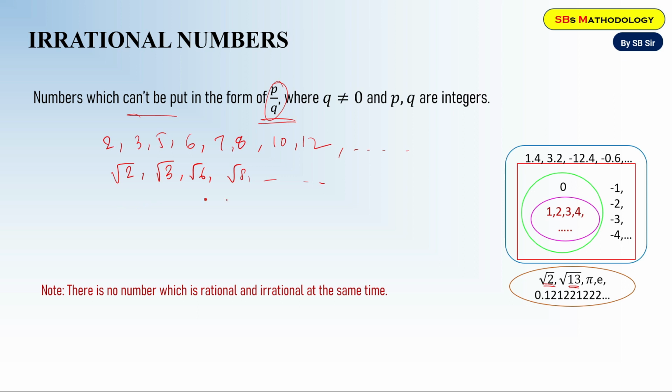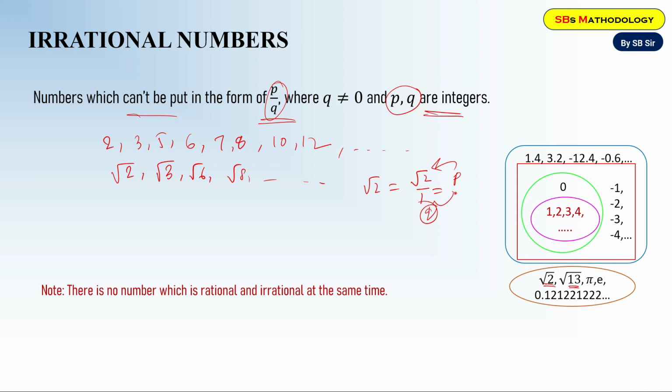Now you can tell me that we can write root 2 as root 2 by 1. Yes, we can write that, but the condition is that p and q must be integers. Here p is root 2 and q is 1. Definitely q satisfies its condition, but p does not satisfy its condition because root 2 is not included in the integers.